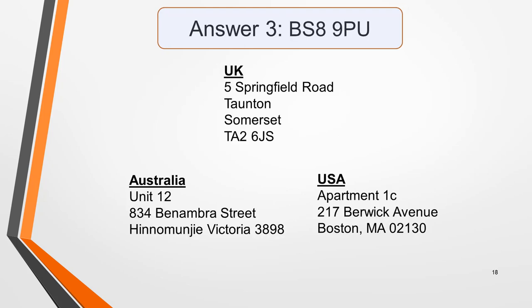Answer 3 is a postcode, BS89PU. So there are more letters to listen out for and also numbers. For form completion questions, you need to understand how addresses are written. British and Australian addresses are the most likely formats to be used, although you could get a US address. Here are examples of all three. Pause the video if you want to spend a few minutes studying them. You must use capital letters for the letters in a postcode. Also make sure that you can spell common words such as road, street and avenue.